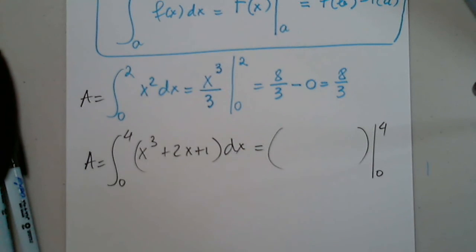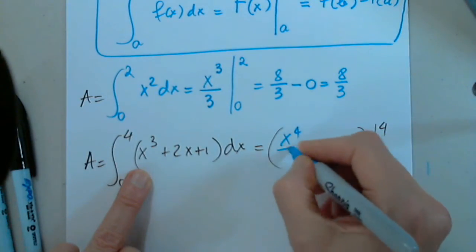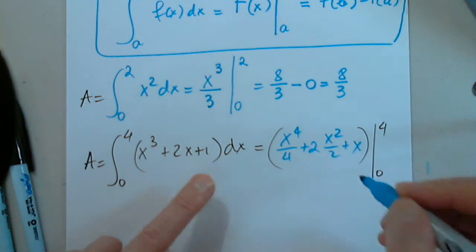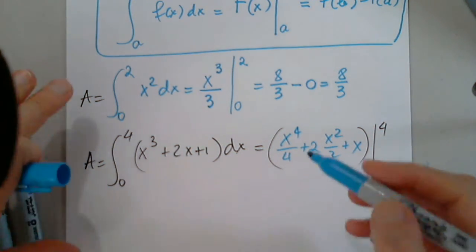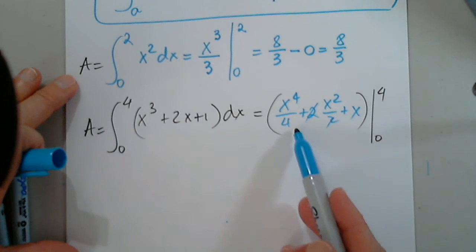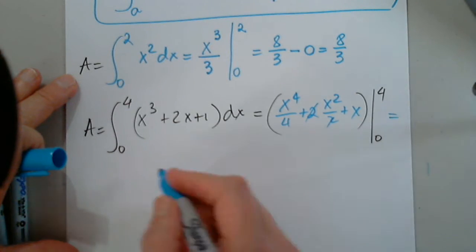Anyone would like to try? X cubed, x to the 4th over 4 plus 2x squared over 2 plus x. Excellent. Brilliant. Thank you. Of course, I'll simplify this and I'll plug in 4. There is no need to plug in 0 because when I subtract, all of them have 0 in them.